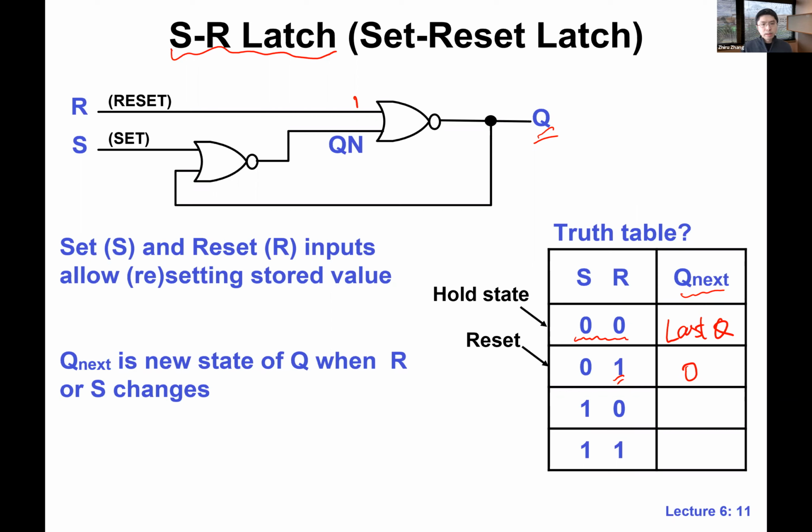Next one, 1 0. When S is 1, so what's Qn? Over here we ask about Qn. Again, it's a NOR element, so regardless of what's going on in the past, Qn is going to be 0. And R is also 0. So then Q, of course, is a 1, since this is the NOR gate.